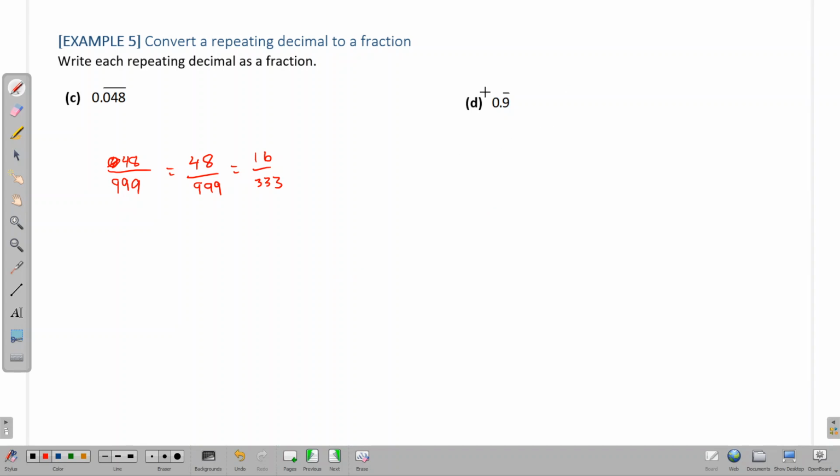Okay, the last one. Well, this one's not hard, but it is kind of mind-bending. So according to what we just did, we said that you take the part that repeats and you divide it by 9. Well, wait a second. That's 1. So what this actually shows is 0.9 repeating is equal to 1.